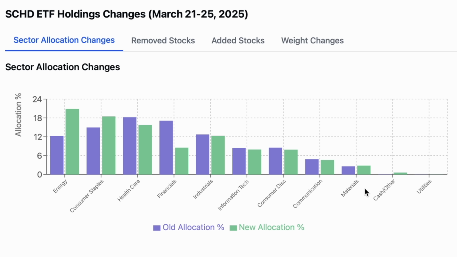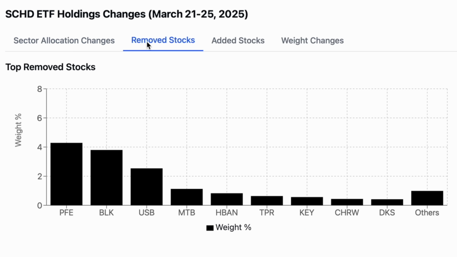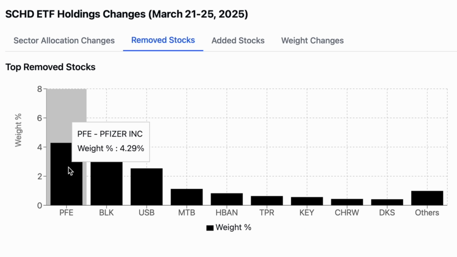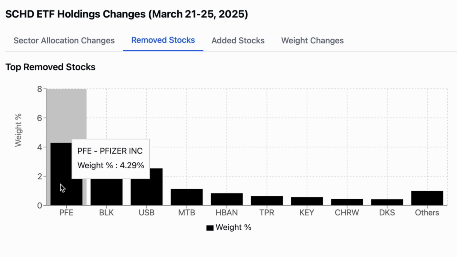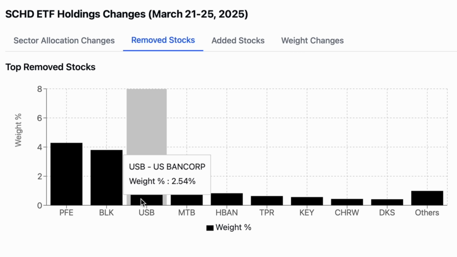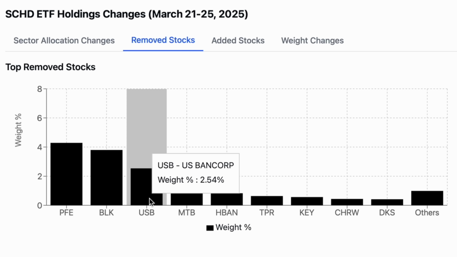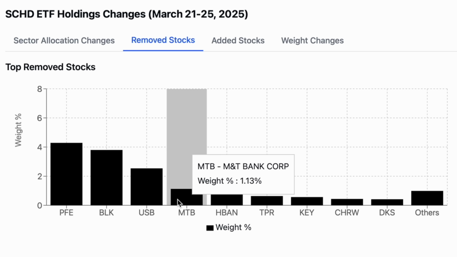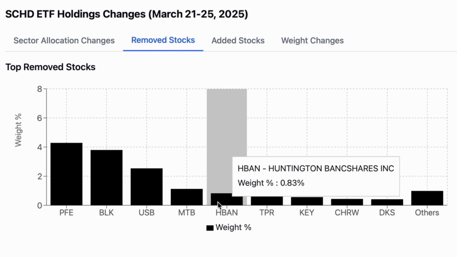And then if we take a look at what stocks were removed, you can see the biggest one is Pfizer, which was 4.29% of the index as of last week, and now is basically gone. Then you have BlackRock at 3.8%, US Bancorp at around 2.5%, and M&T and Huntington Bank shares. So kind of down the line.